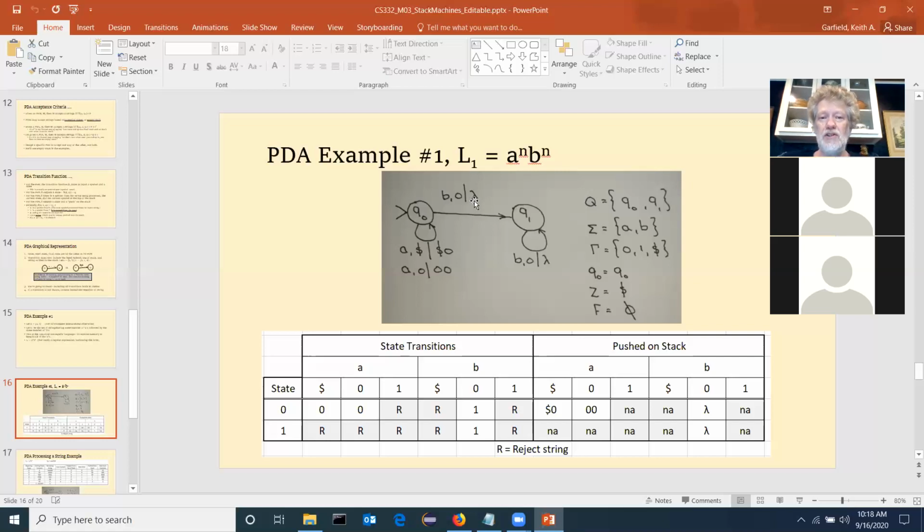On the stack, if I get B0, I'm not pushing anything on the stack, so that's what's happening here. B0, nothing on the stack. If I ever see a B dollar sign, something's gone wrong because now I have more B's than A's, so I should reject, and I'll have nothing added to the stack. And I'm not using the 1 in this case, but it is in the alphabet, so I have to specify what to do with it. So A1, B1, no matter what, reject.